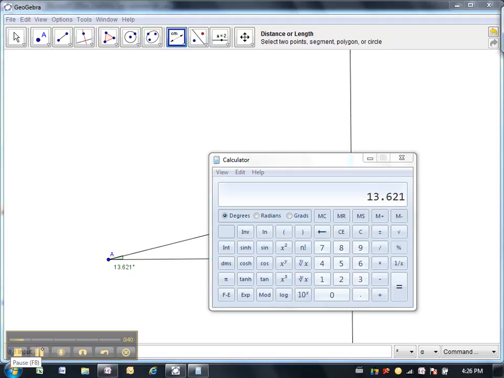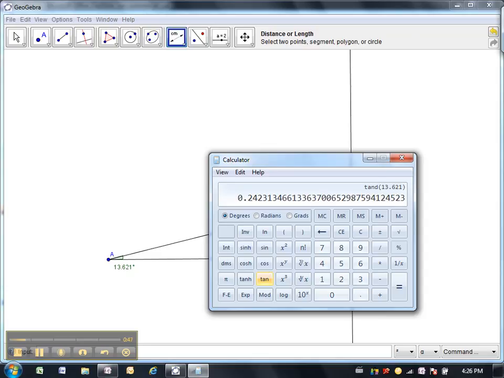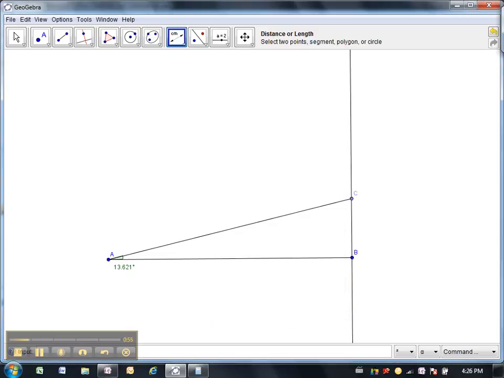Okay, so there is my calculator. 13.621 is the angle. I hit the tan button, and the ratio is going to be 0.242 or whatever. So without even knowing how long the sides are, I know that the ratio, the opposite side divided by the adjacent side, will be 0.242. So let me put the lengths in there and we'll actually compare it.